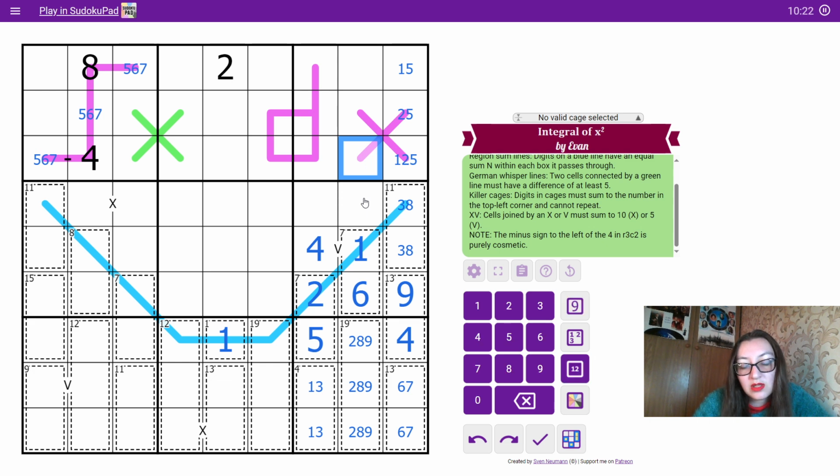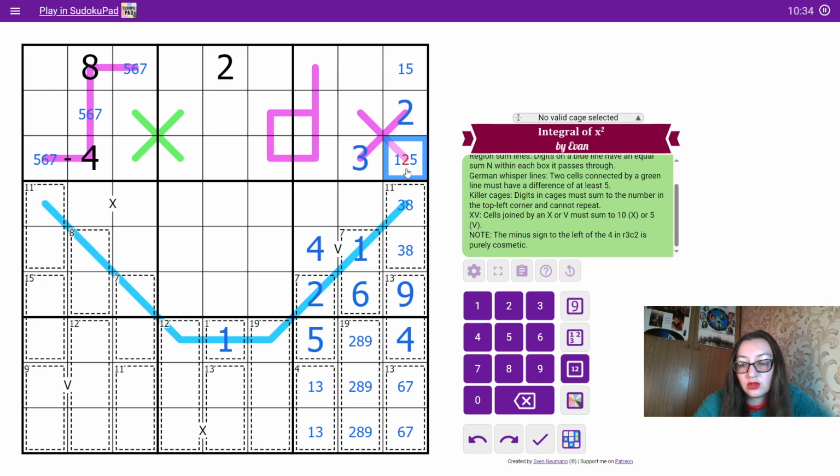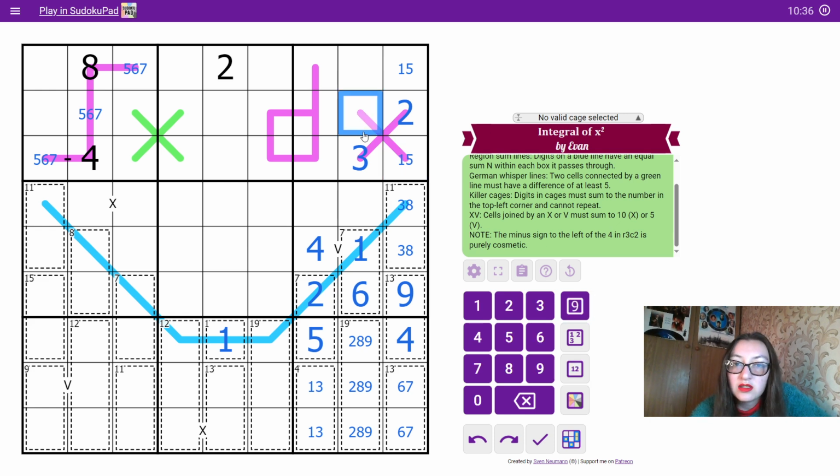So that's a 2, it can be 1, it could be 3. If it's a 5, it cannot be 6. And it cannot be 4 because there's a 4 in the row. So the only digit it can be is 3, so that is a 2. That is not a 2.